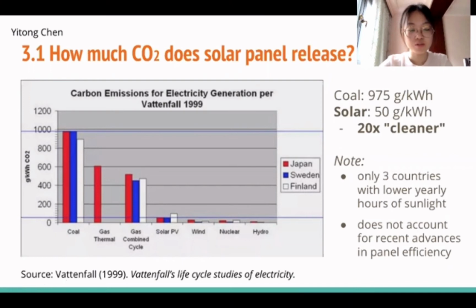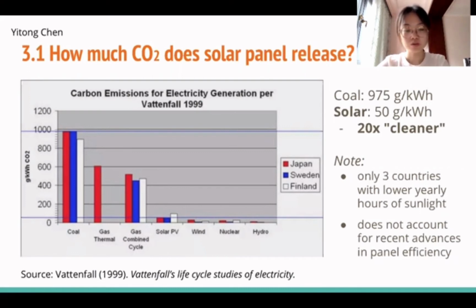The most often cited report comes from Vattenfall's life cycle studies of electricity in 1999, which shows that solar tends to produce 50 grams of carbon dioxide per kilowatt hour compared to the 975 grams of CO2 per kilowatt hour produced from coal. Solar panels are therefore at least 20 times better on the climate.